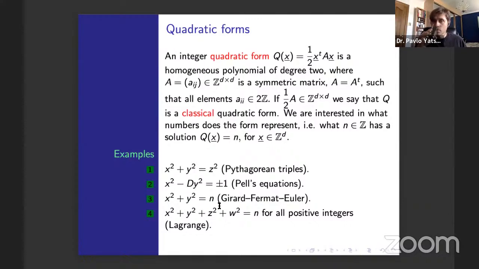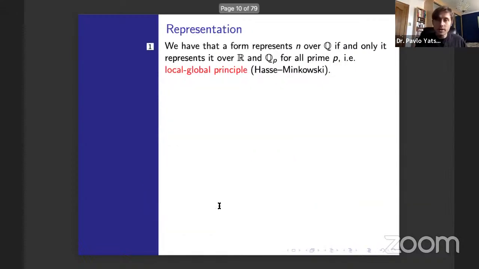So what do we know? When one studies quadratic forms, one can study a local-global principle, so to speak. The local-global principle says that if a quadratic form represents n over the real numbers and over the p-adic numbers for all primes p, then it is represented over the rationals. It is sometimes called the Hasse-Minkowski principle.